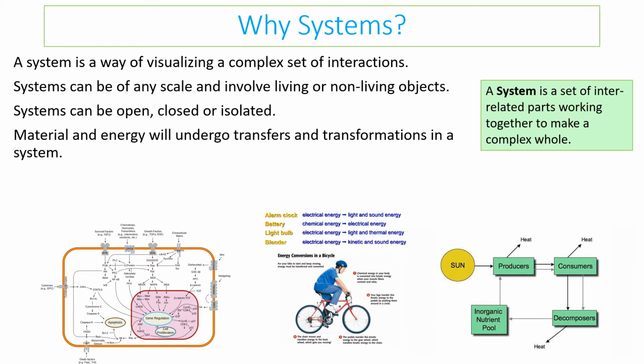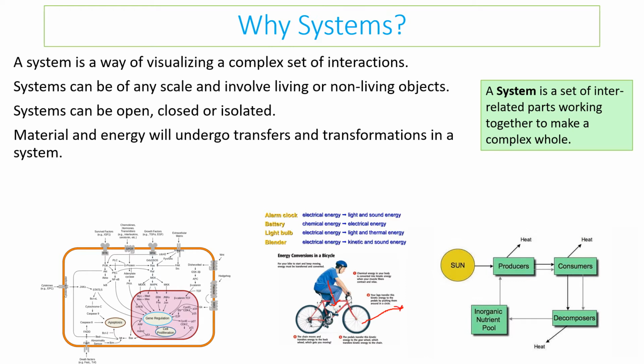And materials and energy can enter and leave systems, and they may undergo transfers and transformations within a system. So, for example, a bike: the energy that goes into a bike from the human would be chemical energy going in, and then obviously the bike has kinetic energy, but then heat energy would leave the bike as friction is caused.